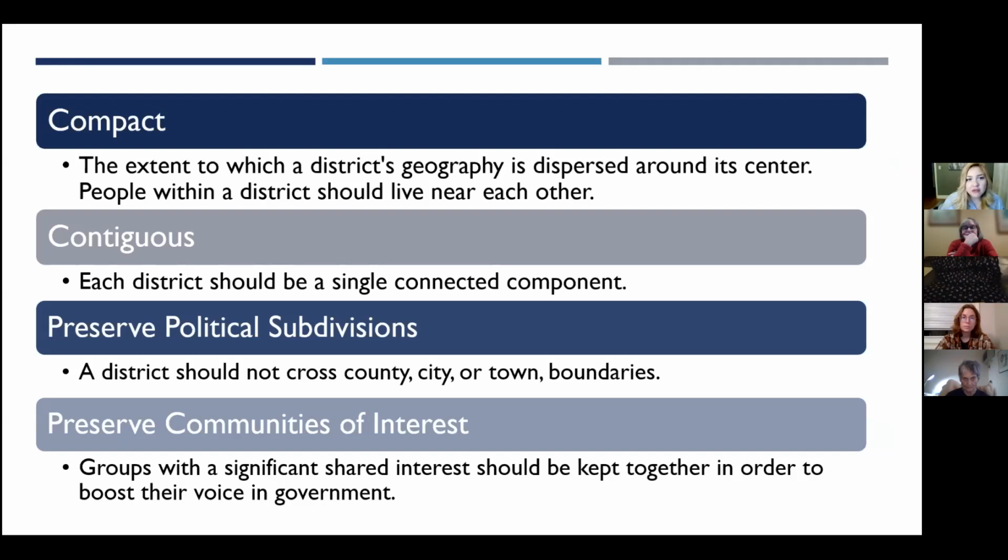When we say contiguous, that means when we're drawing a district on a piece of paper, we never want to lift up our pen. We never want to draw a piece of district here, pick up our pen and draw a piece of district here. That is not contiguous. Preserving political subdivisions refers to not crossing county, city, or town boundaries whenever possible. It's not always possible, but when possible, we don't want to do that.